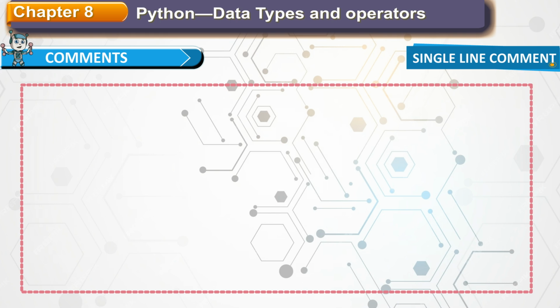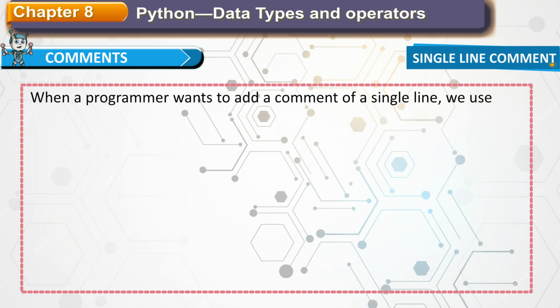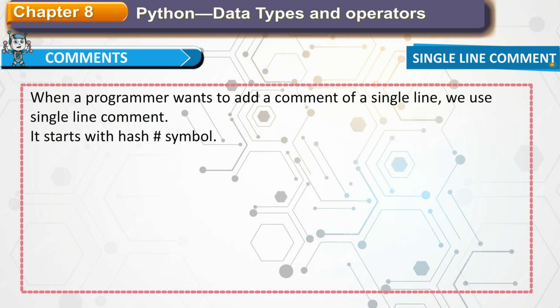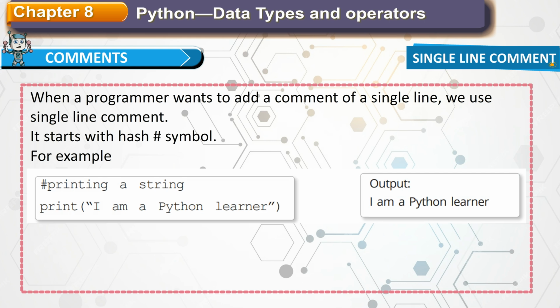Single-line comment. When a programmer wants to add a comment of a single line, we use a single-line comment. It starts with the # symbol. For example, # printing a string. print('I am a Python learner'). Output: I am a Python learner.